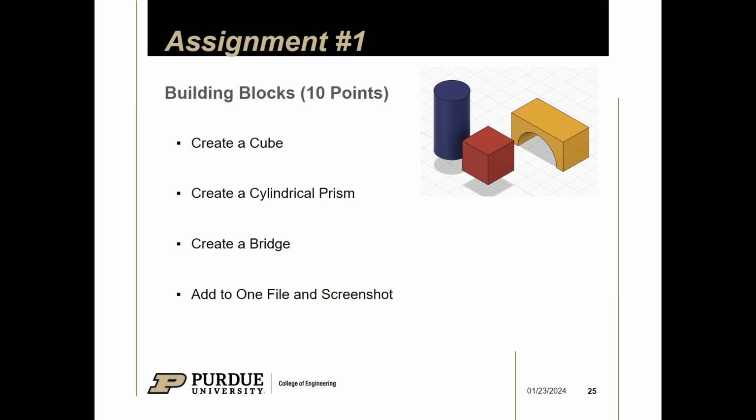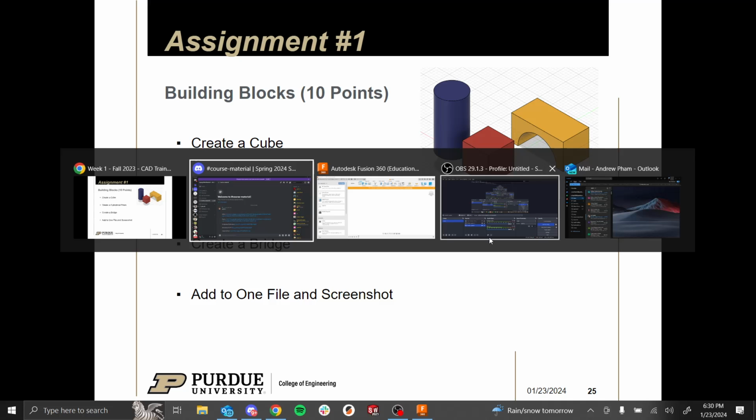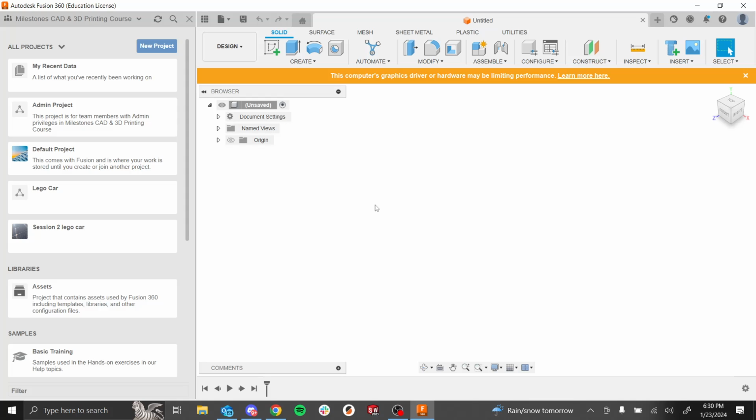So we want to create these three 3D objects. There's a cube, a cylinder, and like this bridge thing. Just some simple building blocks, and then we're just going to dive right in. So this is Fusion. This is your workspace that you're going to be working in. This big white area is basically your canvas for all your designs.